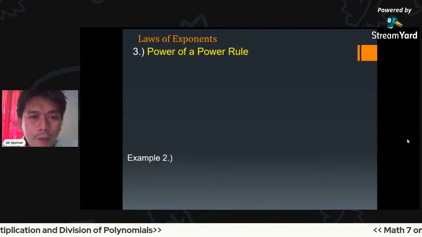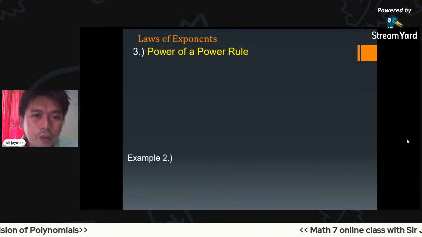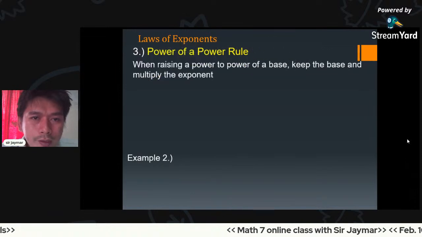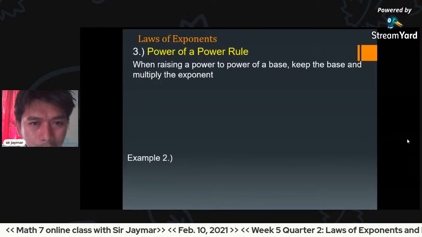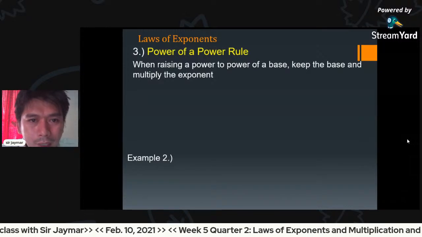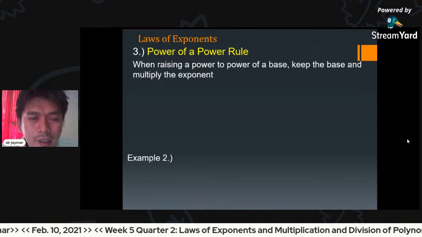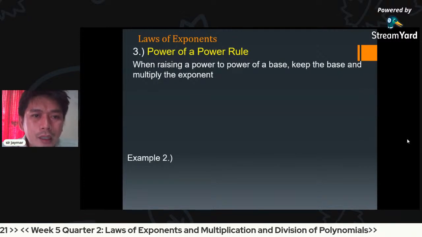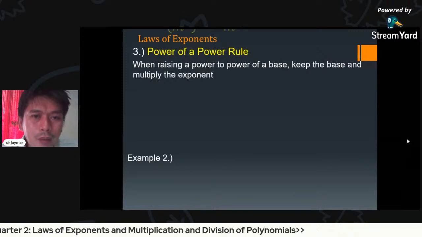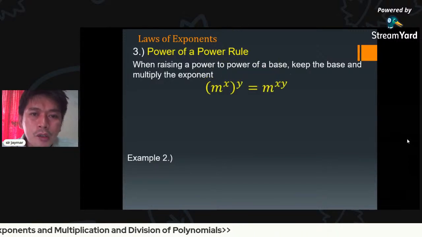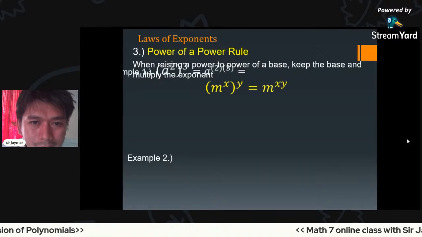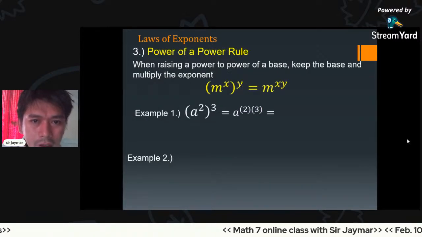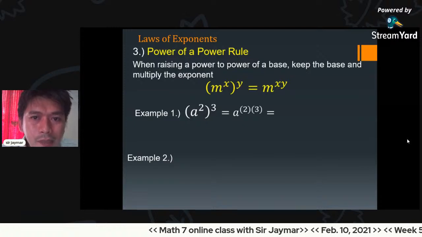So, the power of a power rule. It is useful also in multiplication and division. It can also be used in division. So when raising a power to a power of a base, keep the base and multiply the exponents. This will be how to get the power of a power rule. So this will be the pattern: m raised to x, raised to y, is equal to m raised to x times y.